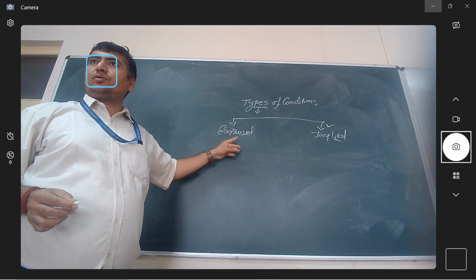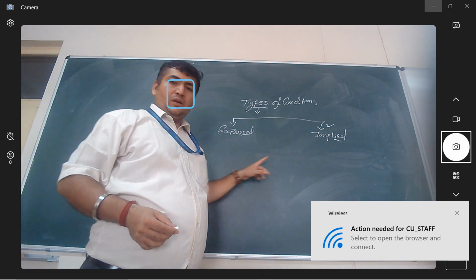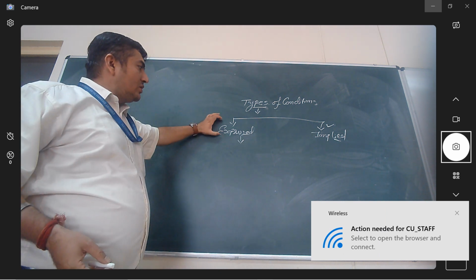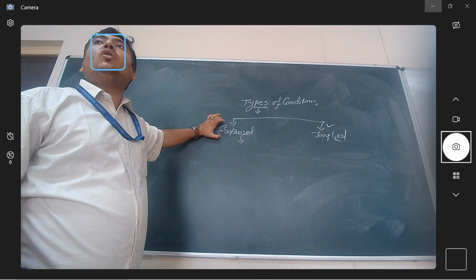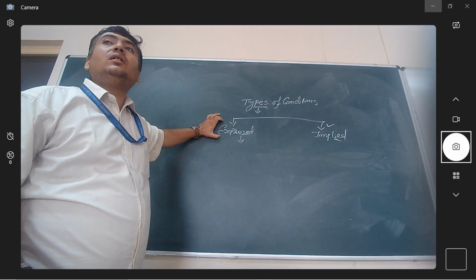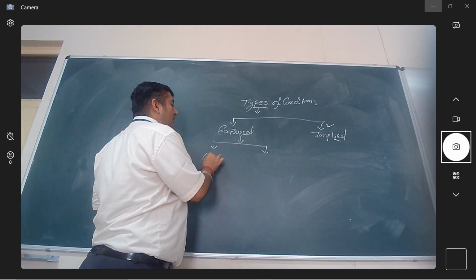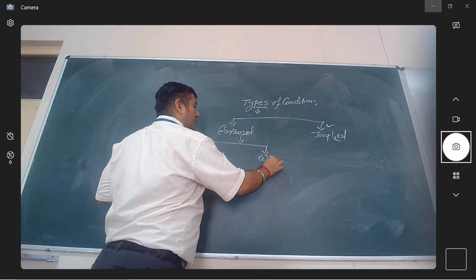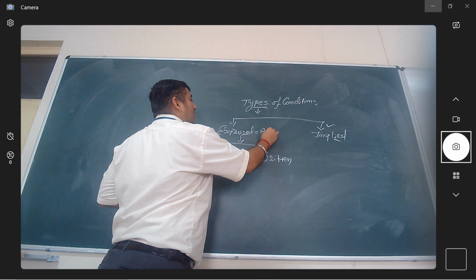Expressed conditions. Second is what? Implied conditions. What do you mean by these? Expressed conditions: certain conditions which are expressed in words are known as expressed conditions. So guys, expressed conditions again have two types. Either they can be oral or they can be written. But the point is these are mentioned in the agreement.